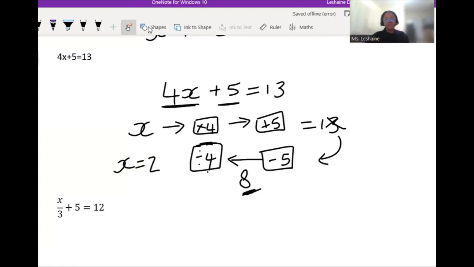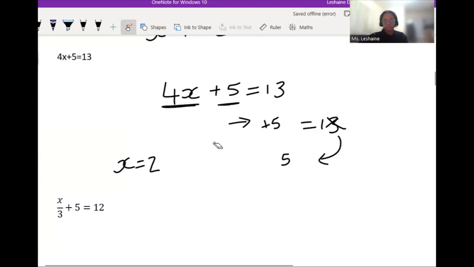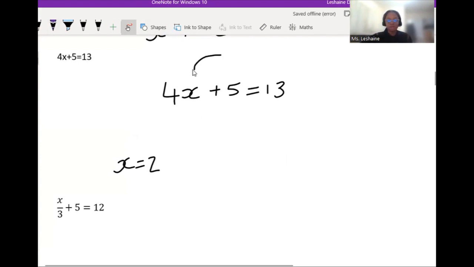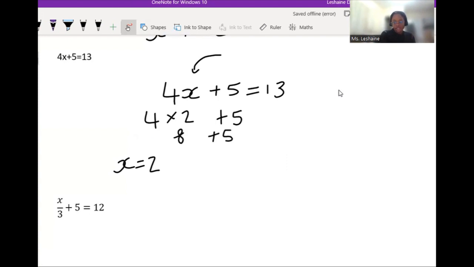And the beautiful thing about equations is that you can check your answer. Now, if I'm telling you that x is 2, that means if I substitute x into this problem, it should work out to be 13. So 4x, that's 4 times x, so that's 4 times 2, plus 5. 4 times 2 is 8, and 8 plus 5 gives us back our 13. So that is how we can know that our answer is correct.